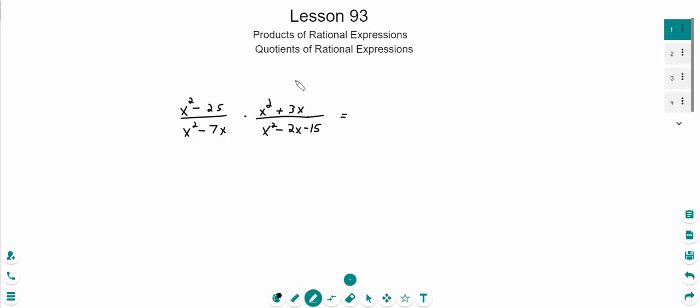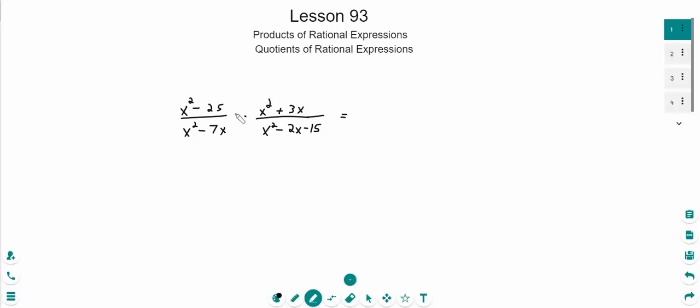So, today we'll be talking about two things that are actually pretty related. We're going to be talking about the products of rational expressions and the quotients of rational expressions. And essentially, we're just looking at a little bit more complicated rational expression problems here. So, dealing with multiplication and division. So let's go ahead and get started.